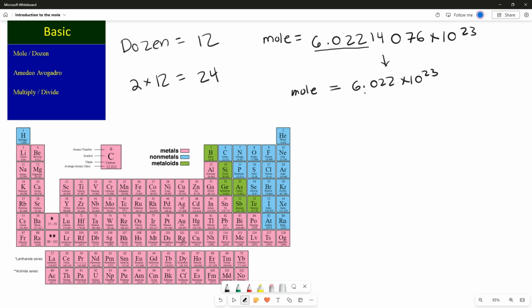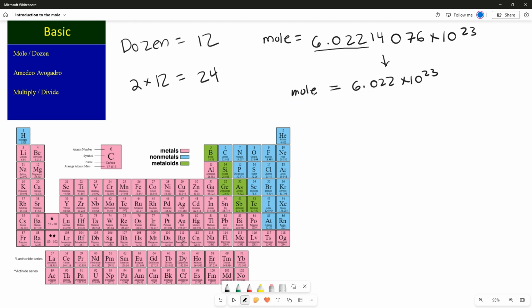Of what? It could be of anything. It could be 6.022 times 10 to the 23rd chickens, or donuts, or rocks. So all you're doing is you're associating this number with the word mole.